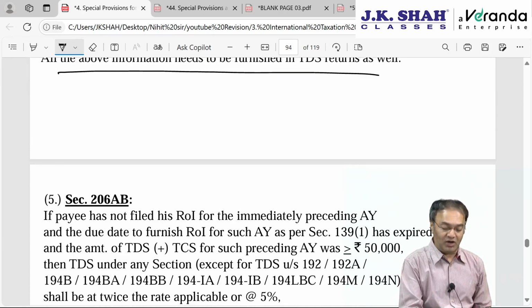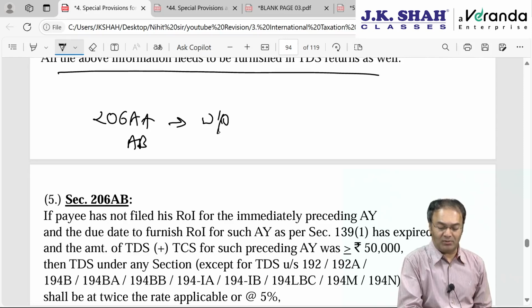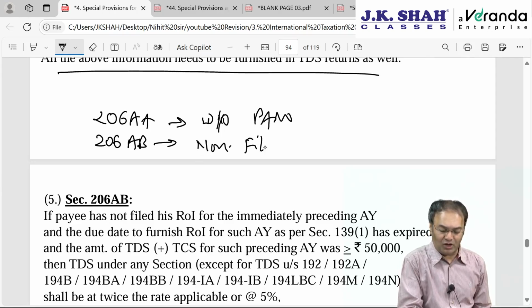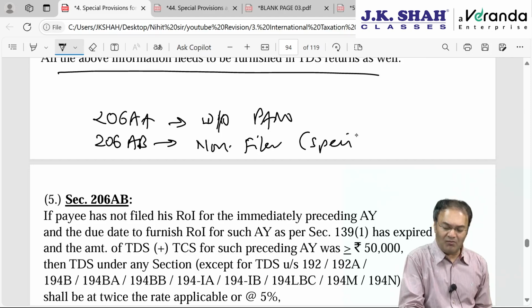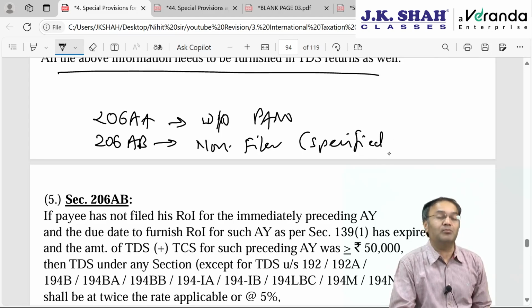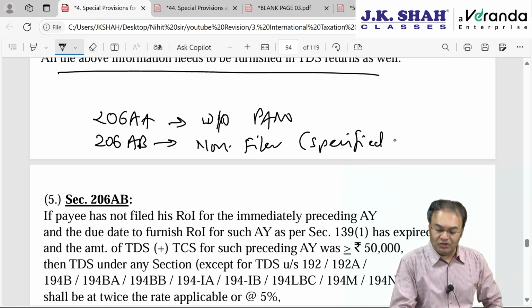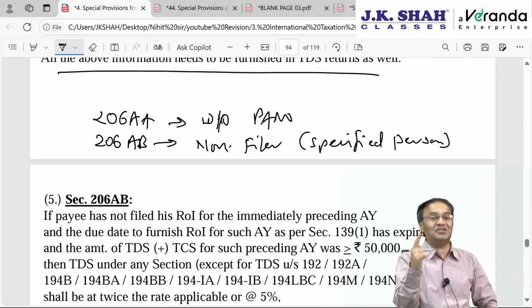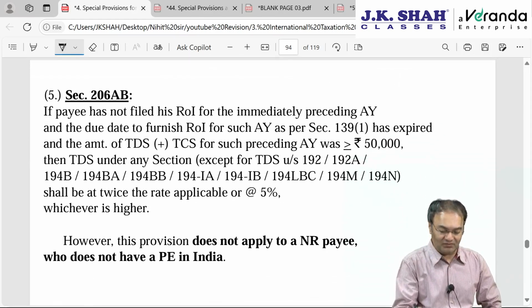Then in the TDS chapter, one was 206AA and 206AB. 206AA means without PAN number of the payee, and 206AB is a section applicable a higher TDS while making payment to any person who has not filed IT return of the last year. Non-filers, while making payment to a non-filer is called as a specified person. By whatever name you call him as, he is a non-filer. While making payment to a person who is a non-filer, provided he was required to file the IT return, specified person, then TDS will be either at double the rate applicable, twice the rate applicable, or at the rate of 5%, whichever is higher.